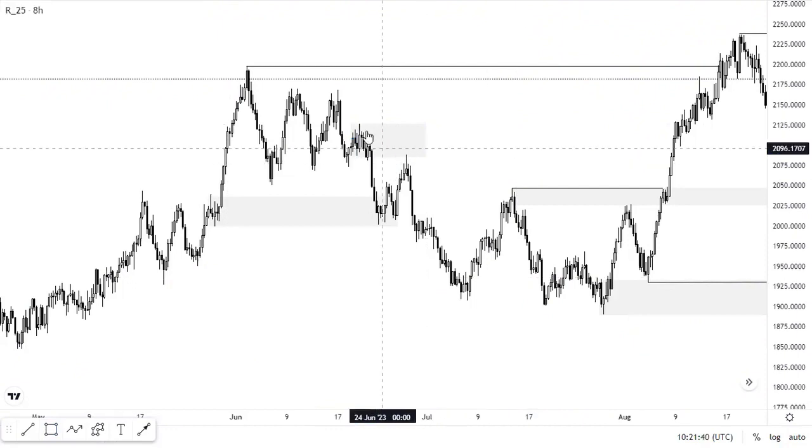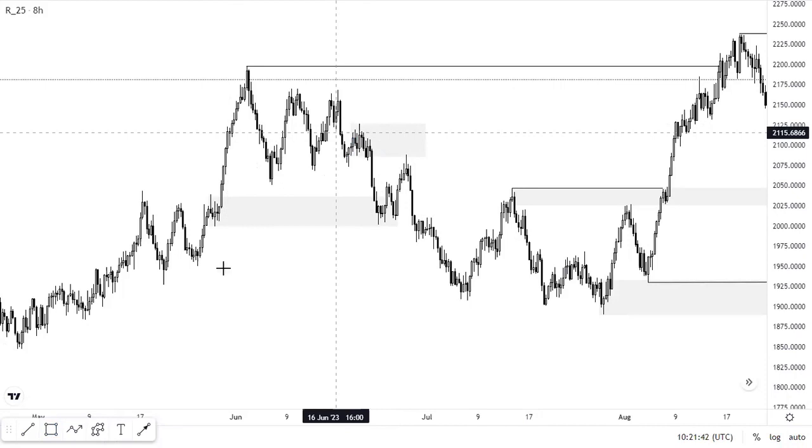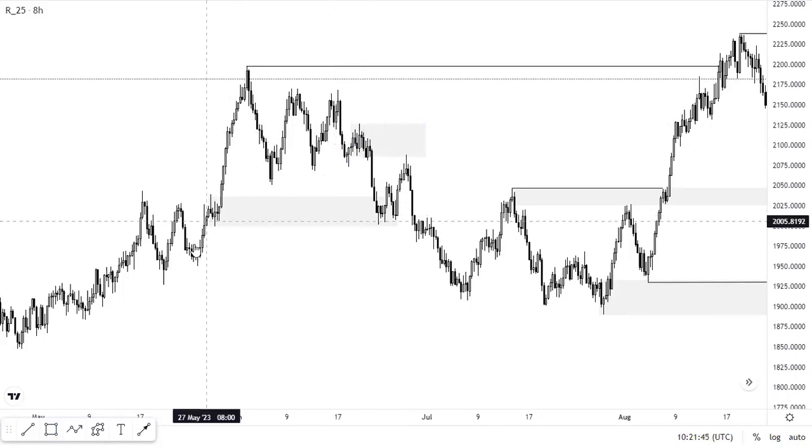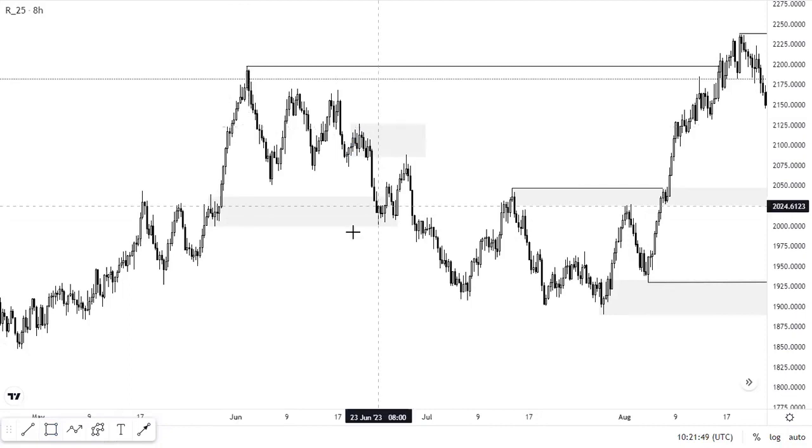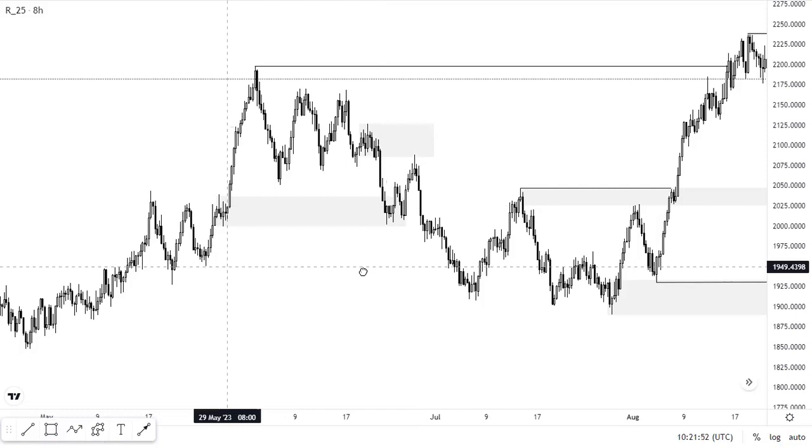You can see this is our base area for this drop base drop, and this is our rally area for this rally base rally. You can use it as a flip zone. It depends on you guys, and it depends on the set of rules that you've created for yourself.